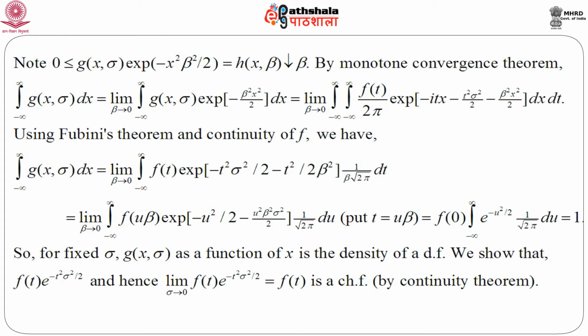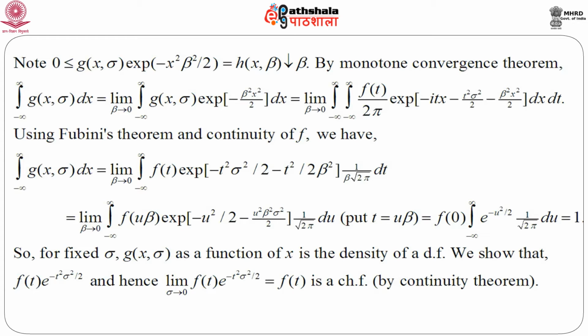And just make one small substitution, t equals u beta, then you will get this entire thing: limit of beta tends to 0, integral from minus infinity to infinity of f of u beta, e to the power minus u square by 2 minus u square beta square sigma square by 2, into 1 by root over 2 pi du, from the previous slide.